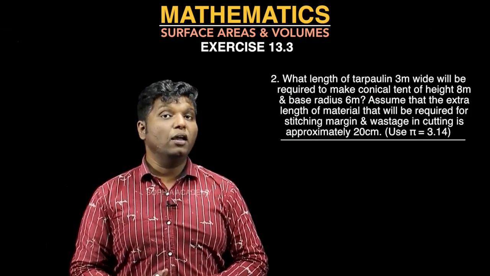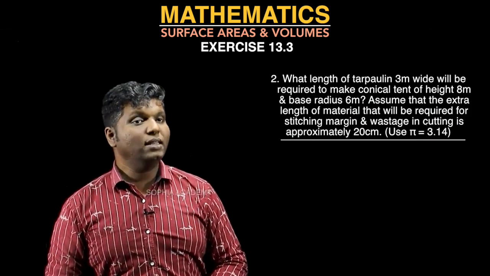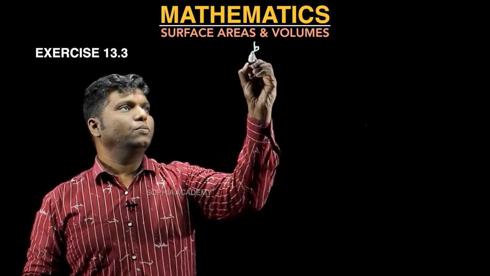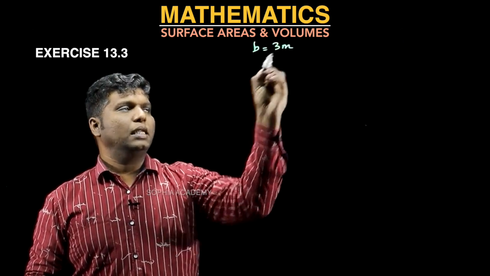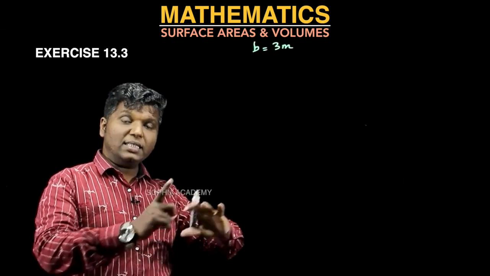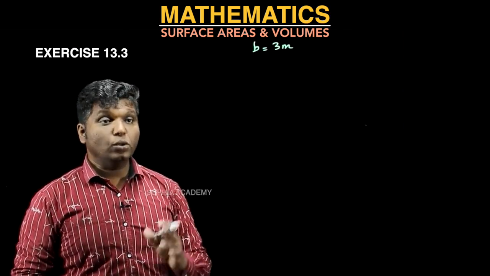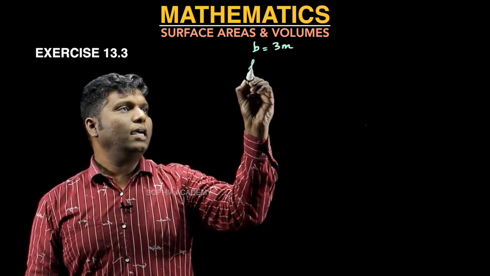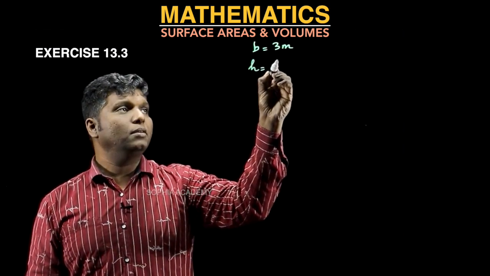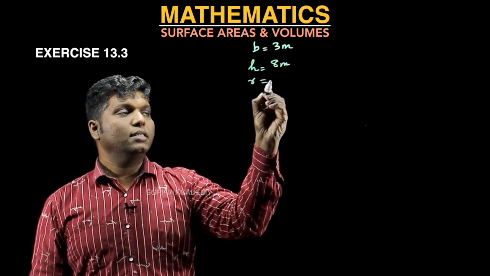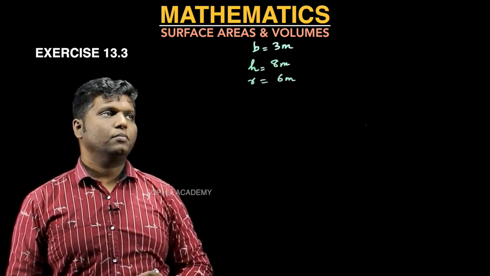Clear? So one by one, what are given? Let us mention that. The length of the tarpaulin is not given. Here the breadth is given. So first of all, let us write the breadth. B is equal to 3 meters, the breadth of the tarpaulin. Now, when it is shaped into a conical material, two things are given. The height of the conical tent is given as 8. So H, the height of the conical tent, is 8 meter. Then the base radius is given, R is equal to 6 meter.